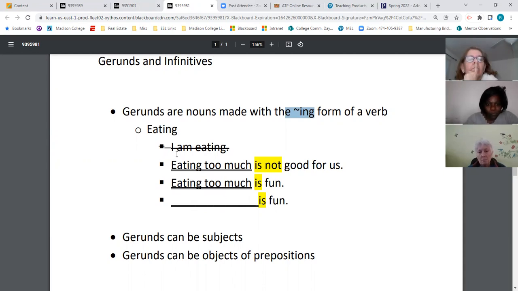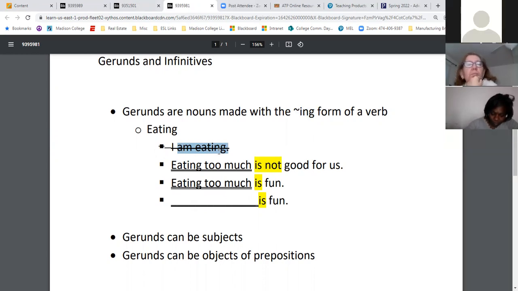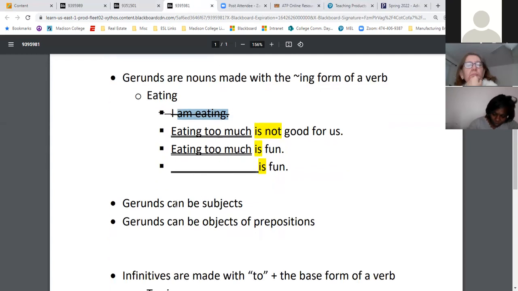So you know the sentence, for example, I am eating, you have your subject I and your present progressive verb with the be verb am plus the verb ing, I am eating, and we use that to talk about something that is happening right now. Gerunds are different. Gerunds can be the subject of a sentence. They can also be the object of a preposition.